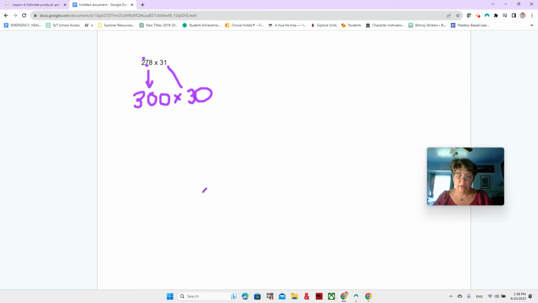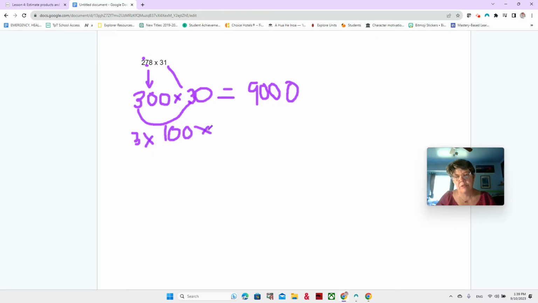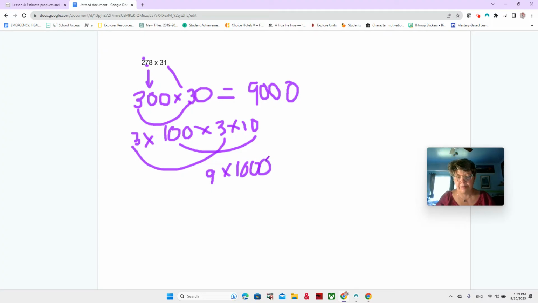We're rounding to what is necessary to help us estimate. Okay, so we could do 300 times 3, right? So we have 3 times 3, and that is 9. And then we have 3 zeros. You see our 3 zeros? So that's 9,000. Okay, and if you want to think of that as 3 times 100 times 3 times 10, if that helps you. And then you can see that our 10 times 100 is 1,000, and our 3 times 3 is 9. So that would be 9 times 1,000, which is the same as 9,000.